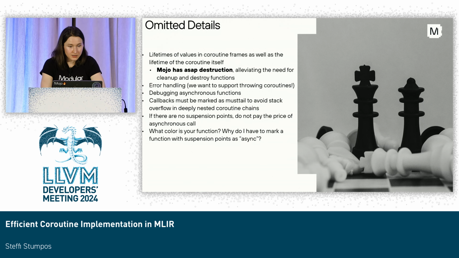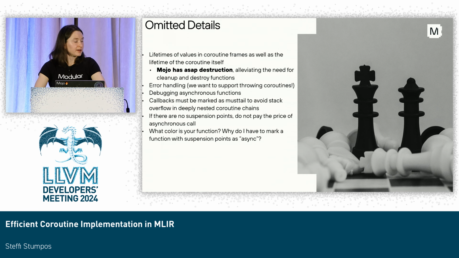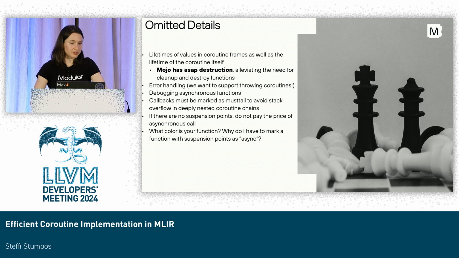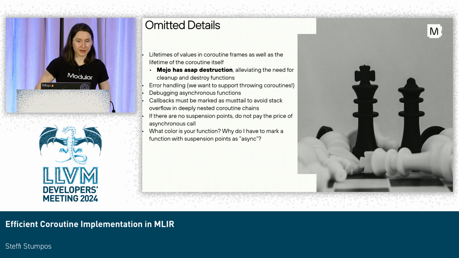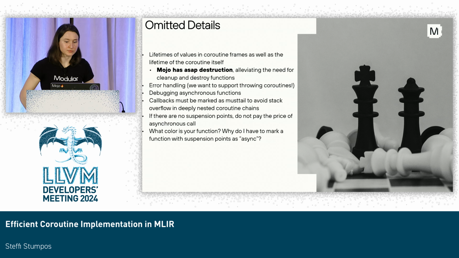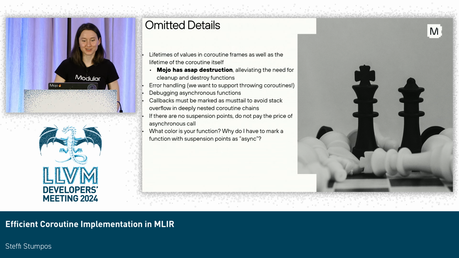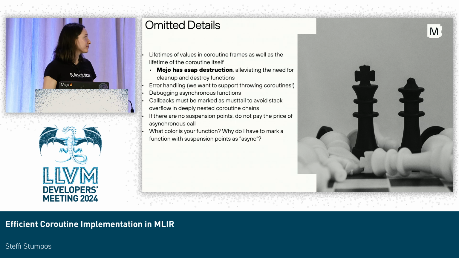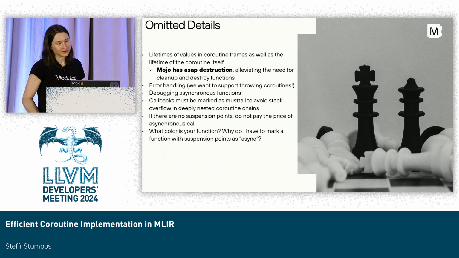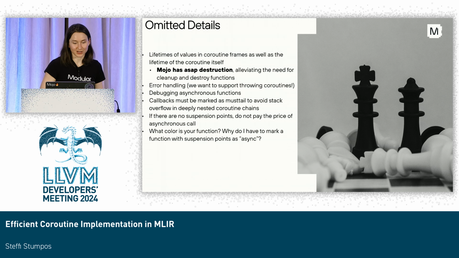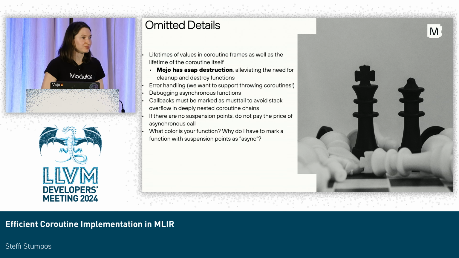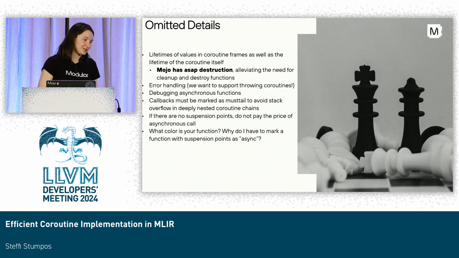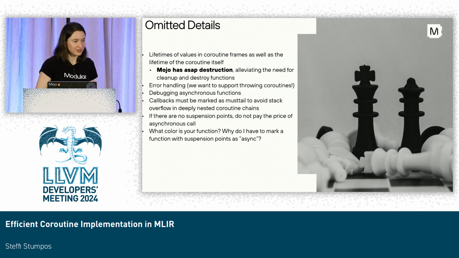So I went over some material in this talk, but there's still a lot more remaining that's outside the scope. I didn't cover lifetimes of values in the frame. I mentioned that Mojo has ASAP destruction. There's how do we do error handling, storing those values in the frame, debugging, callbacks must be marked as must tail, and if there's no suspension points, we shouldn't pay the price of an asynchronous call. Another interesting question is just from a front-end standpoint, like why do we have to mark functions with async?